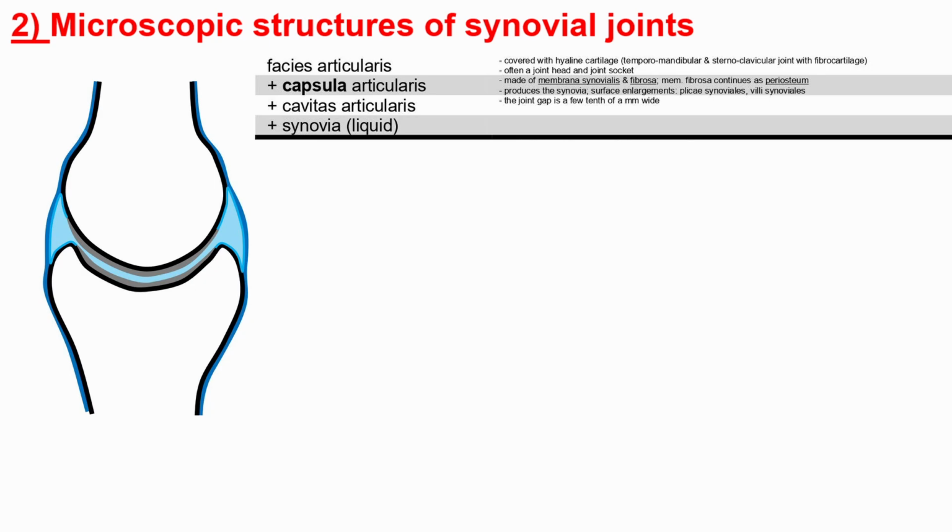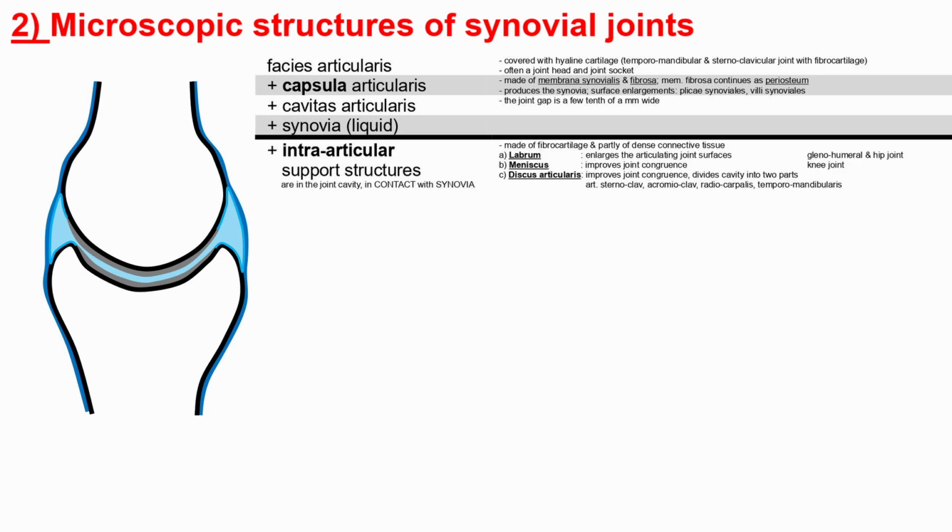Now, the side components. Joints sometimes have intra-articular support structures that are located within the joint cavity and are therefore in contact with the synovial fluid. They are usually made of fibrocartilage. There are three types of support structures: labrum, articular discs, and menisci.